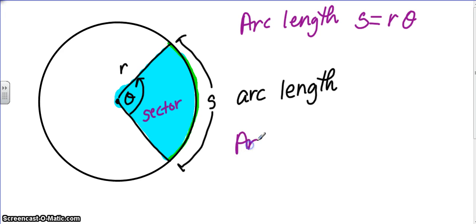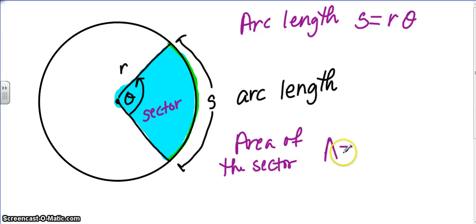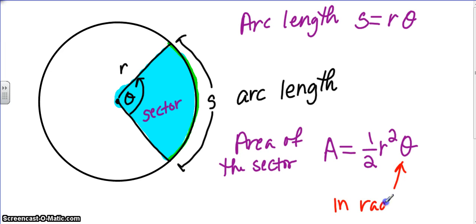The area of the sector is A is equal to 1/2 the radius squared times theta. And what you have to remember is that theta has to be in radians when you use this formula. That's a big deal. So if you're given an angle in degrees, you're first going to have to change it to radian measurement to be able to use these formulas.